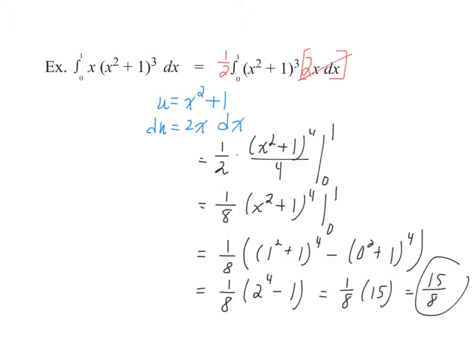Okay, here's the answer. So check your steps. u should be x squared plus 1, du is 2x dx. So you just had some slight manipulation to do by a 2 in the back of the problem and a 1/2 in front, and then finally add 1 to the exponent and divide. Remember, in this one, you had to substitute the numbers 1 and 0 in. So again, the final answer is 15/8. We'll come back to this problem in just a few minutes.